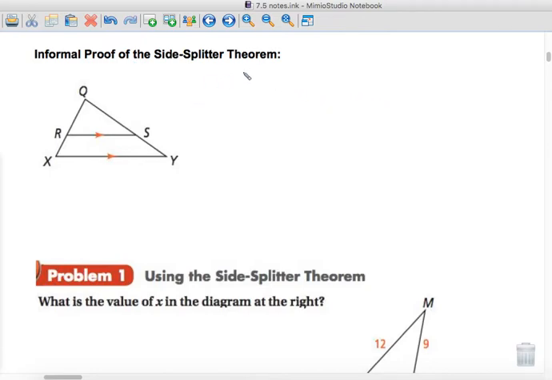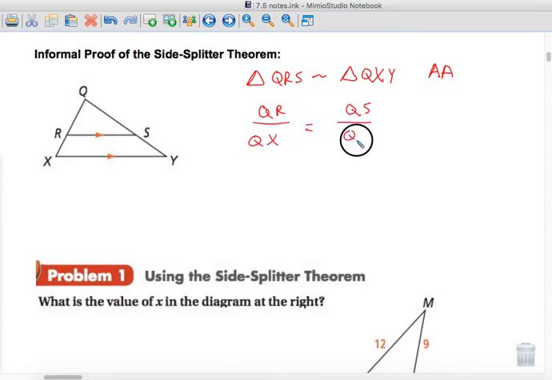So, we know that triangle QRS is going to be similar to triangle QXY by AA. I already said that in the first page. That means that QR over QX equals QS over QY. And then I'm going to break QX into its two parts, that part and that part. So that's actually QR over QR plus XR. Same thing with QS, or rather QY is QS plus SY.